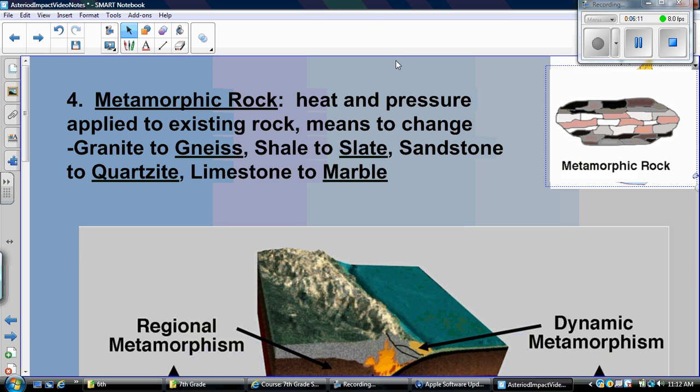This happens a lot near plate boundaries. You see rocks that are getting subducted or uplifted, they get exposed to heat and pressure, and they change into a metamorphic rock. For example, continental crust that gets subducted, the granite can turn into gneiss, which is a metamorphic rock. Shale is a sedimentary rock that can turn to slate. Sandstone, a sedimentary rock, turns to quartzite. Limestone, a sedimentary rock, turns to marble. So we find a lot of our metamorphic rock near plate boundaries where subduction is occurring.